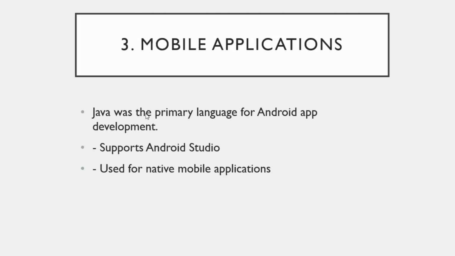The next type of application we can create using Java is mobile applications. Java was the primary language for Android application development because it supports Android Studio, and it is used for native mobile applications as well.